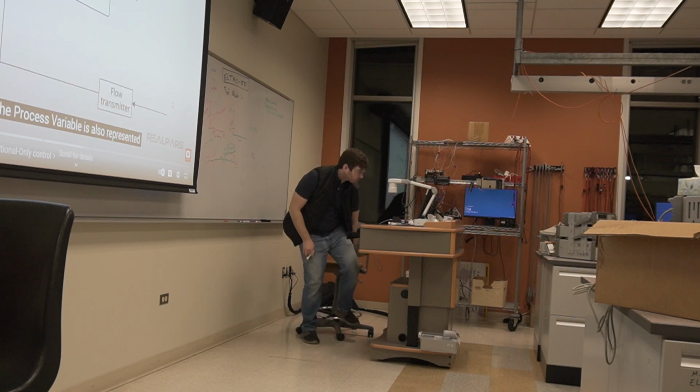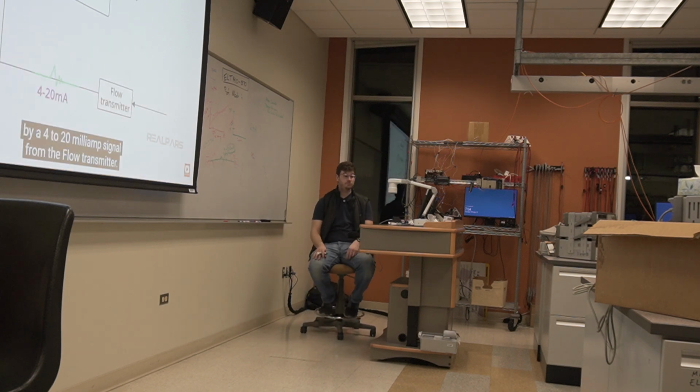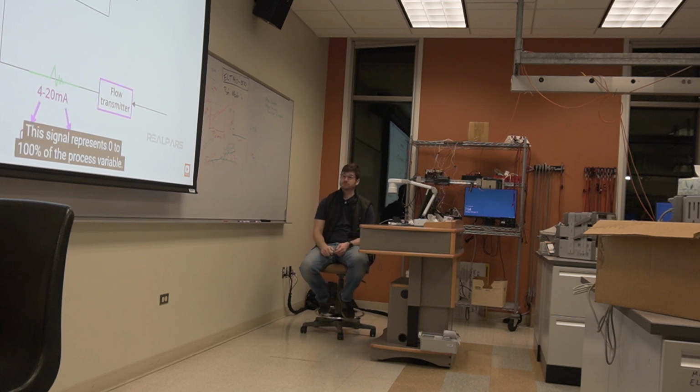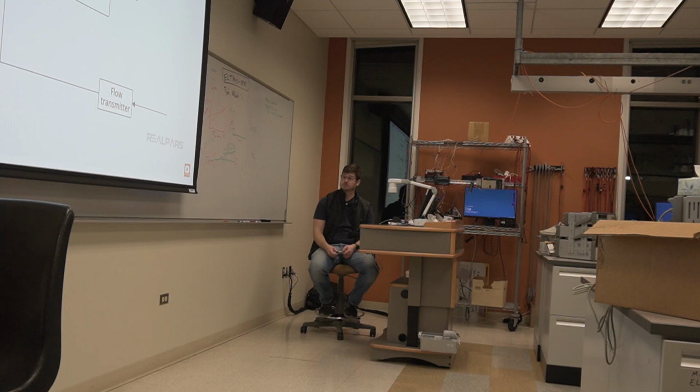The process variable is also represented by a 4 to 20 milliamp signal from the flow transmitter. This signal represents 0 to 100% of the process variable. All right, now that we know how the flow loop operates, let's move on to proportional control.